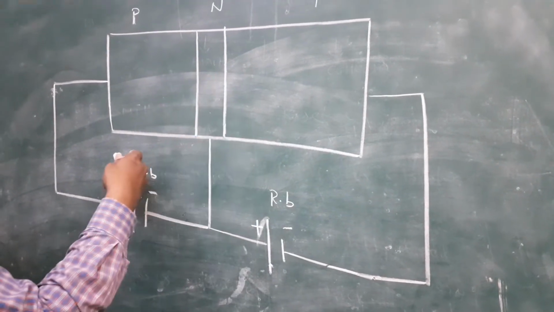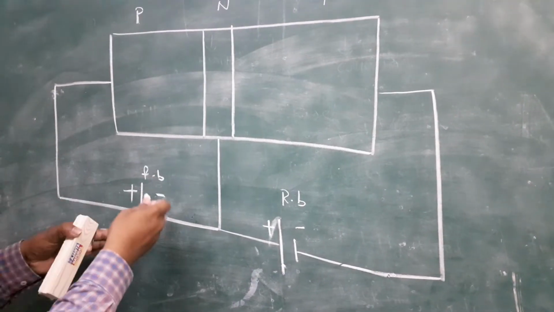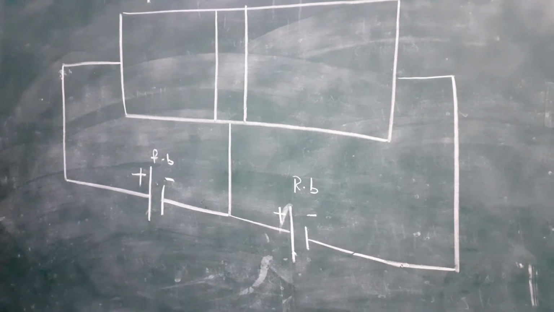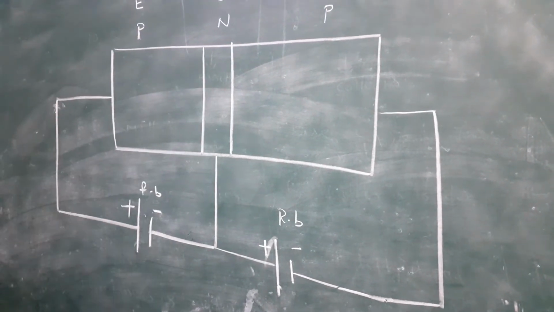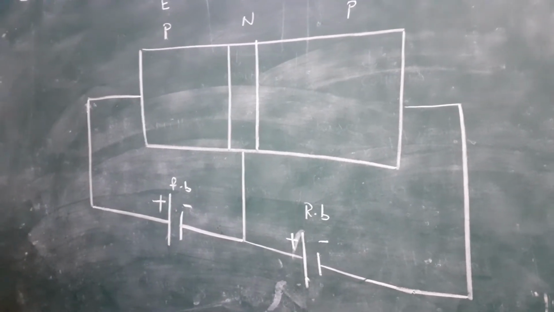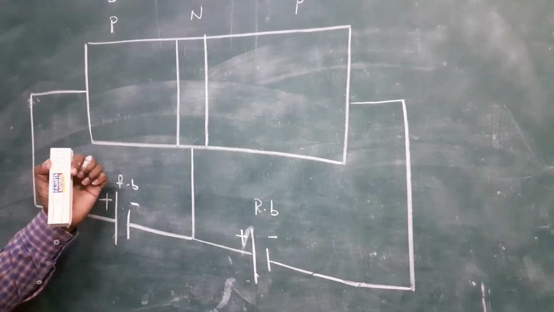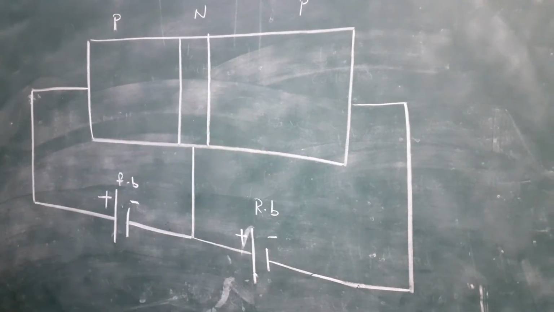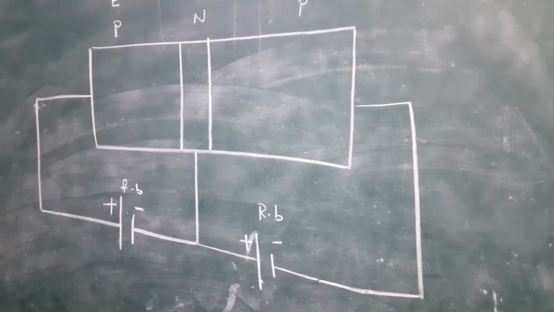Here the base is common for both input and output. This is input, this is output. Look here once again. I take a PNP transistor. It consists of three regions: emitter, base, collector. Emitter-base is always connected in what bias? Forward bias. Base-collector is connected in what bias? Reverse bias. This is the diagram.